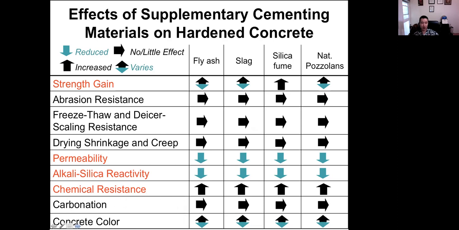Okay, for carbonation, carbonation actually is a reaction between CO2 from the air with calcium hydroxide from the concrete. Carbonation will reduce the pH level in concrete. For carbonation, the effect is not as significant, okay, because this material will consume calcium hydroxide in concrete. Okay.